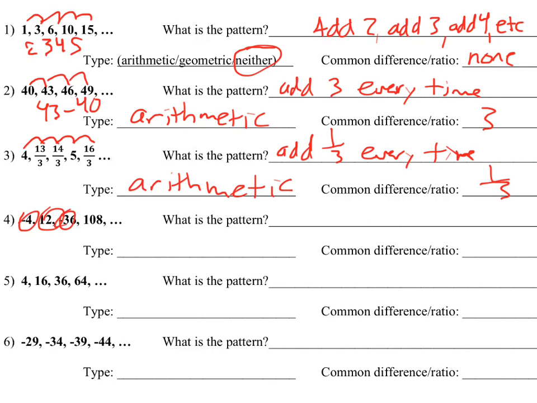This next one, it's looking like we're changing what the signs are. So we have negative, positive, and so looking like we're going to multiply by a negative. Well, from 4 to 12 is times by 3. From 12 to 36, that's also times by 3. And from that to that, it's also 3. So we have to times by -3. So we're going to multiply by -3 every time.